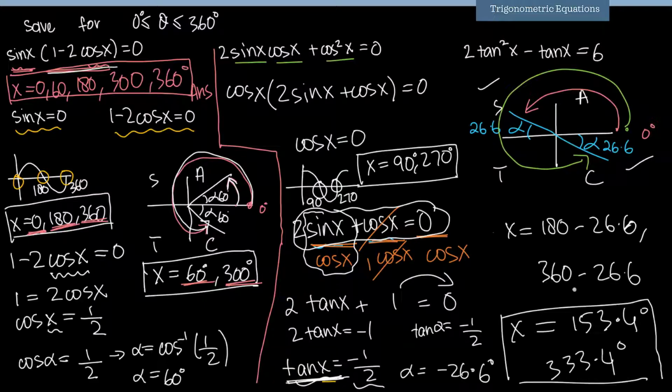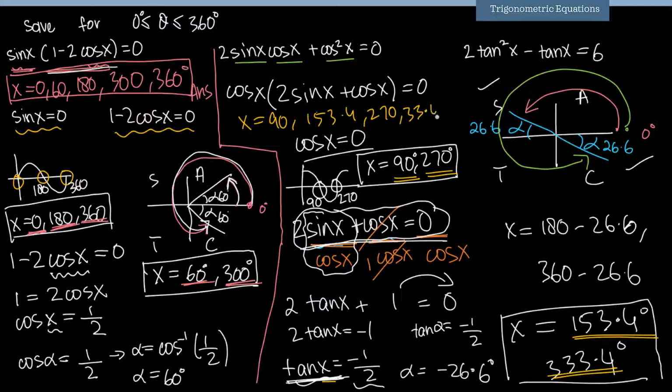And for the final answer, I'll combine my answer of this factor and of this factor. So my final answer is going to be 90 degrees, and the next angle is going to be 153.4 because I'm writing my answers in ascending order. So 153.4, the next is going to be this 270, and my final angle is going to be 333.4 degrees. So this is my answer for this second question.